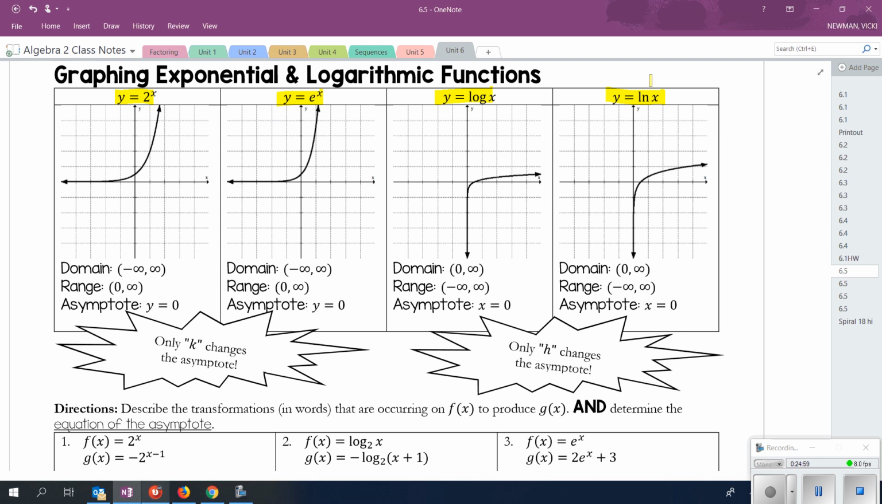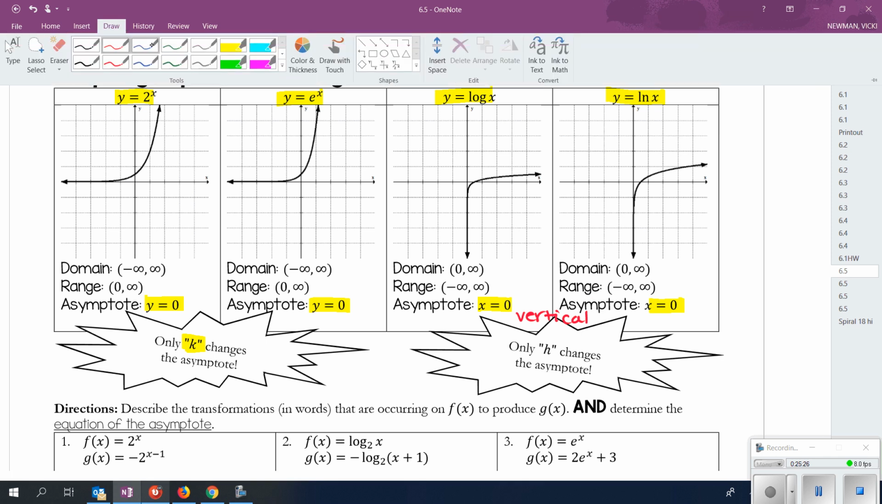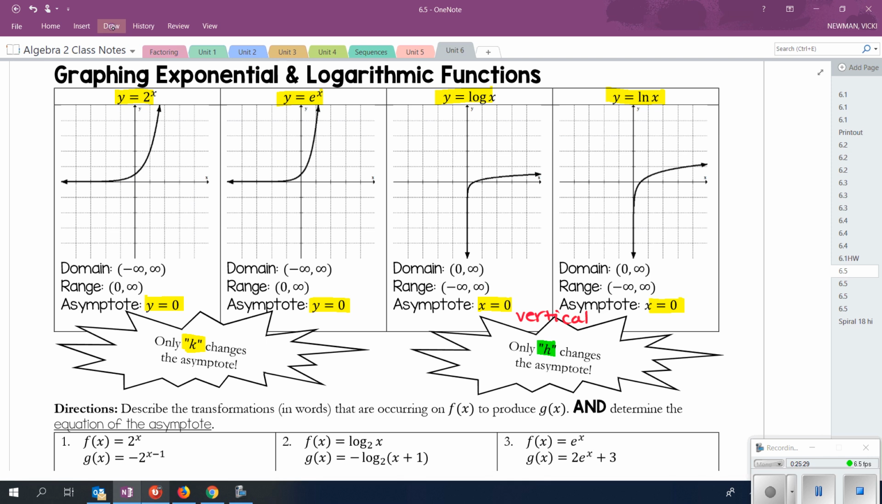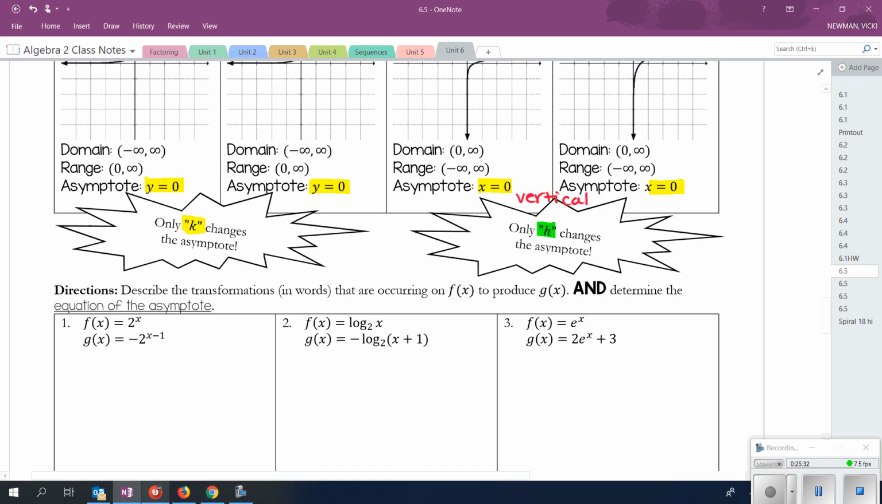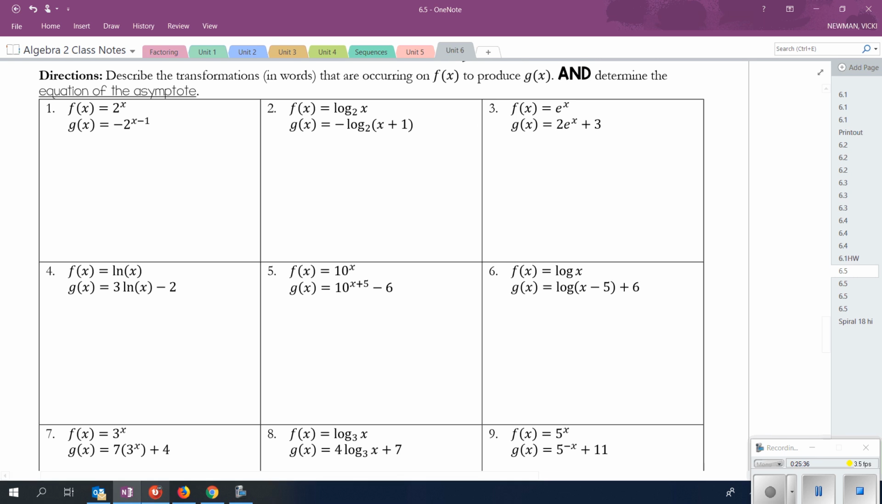So what I want to remind you of is that the asymptotes for an exponential start at y equals 0, and they only change if you're adding or subtracting on the outside. And then for logarithmic, the asymptotes are x equals 0, so they're vertical, right? These are vertical. So the only time these asymptotes change are when you have a change on the inside. So inside the logarithm, left, right. So what you're going to do is go through here and describe what transformations are happening and determine the equation of the asymptote.